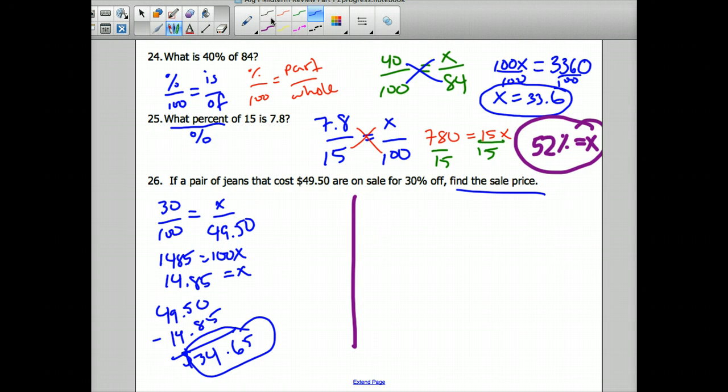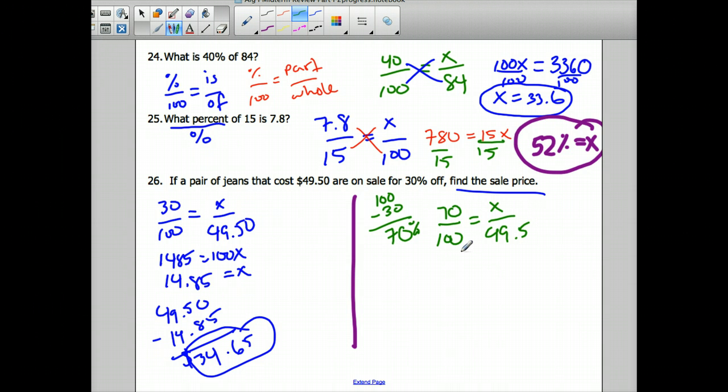Alright, the other way is to think about, it's a little bit easier math-wise, if you got 30% off, how much of the jeans are you paying for? Well, regular cost would be 100%. You're getting 30% off, so you're paying 70%. So you can directly figure out how much you pay. 70 over 100 equals what over 49.5?